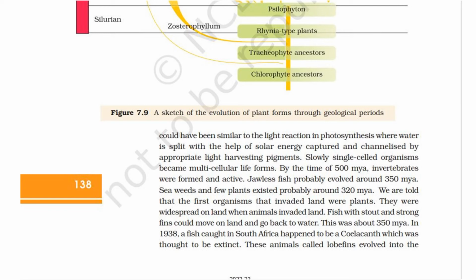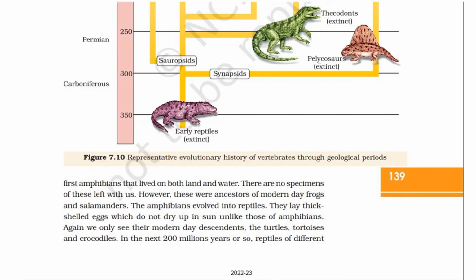Fish with stout and strong fins could move on land and go back to water. This was about 350 million years ago. In 1938, a fish caught in South Africa happened to be a coelacanth which was thought to be extinct. These animals called lobefins evolved into the first amphibians that lived on both land and water. There are no specimens of these left with us. However, these were ancestors of modern-day frogs and salamanders.